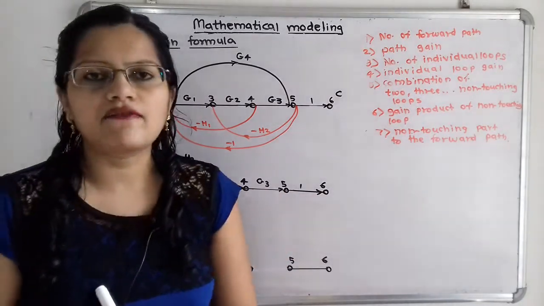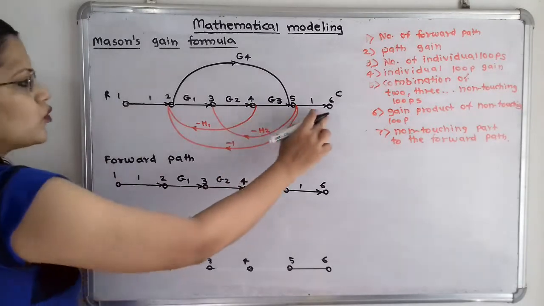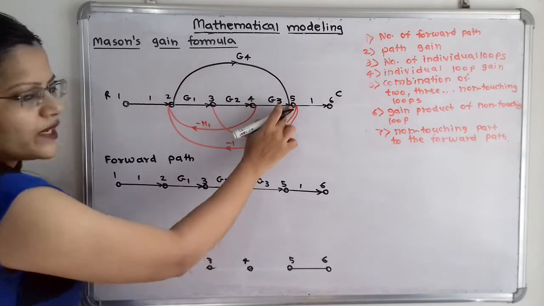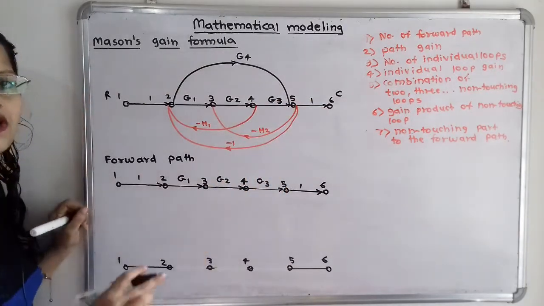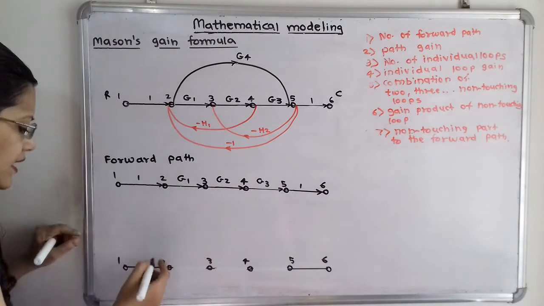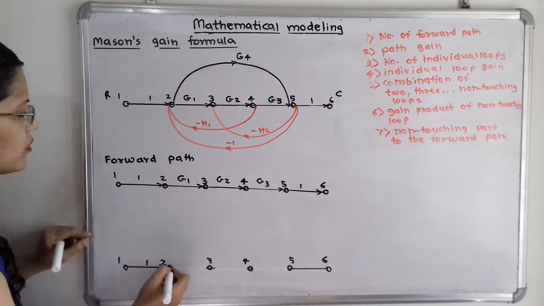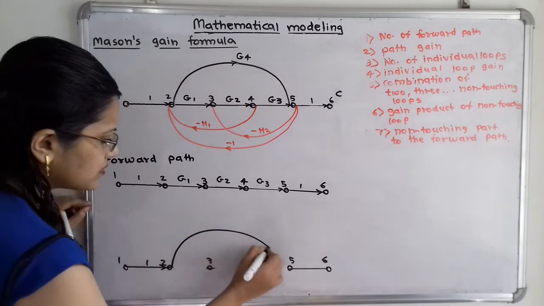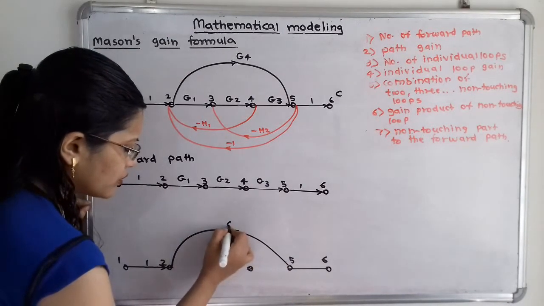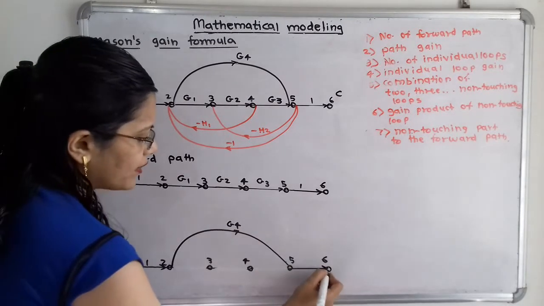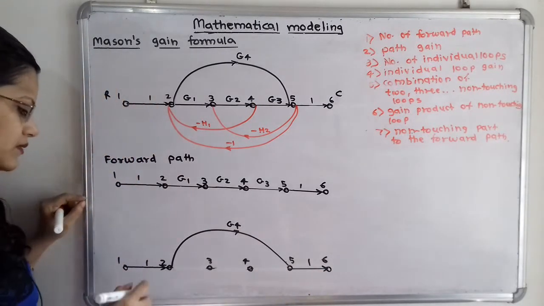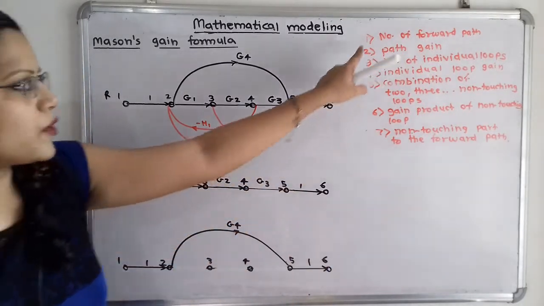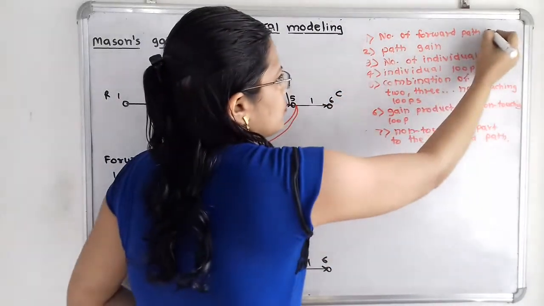Now what is the second way to reach from node 1 to node 6? From node 1 to 2, then through this G4 we can reach node 5 and then node 6. So again we have to show this path: from node 1 to 2, then from 2 we directly go to 5 through this gain G4. So here we show gain G4, and then from 5 to 6 the gain is 1. So this is the second forward path. So in this question, the number of forward paths is equal to 2.